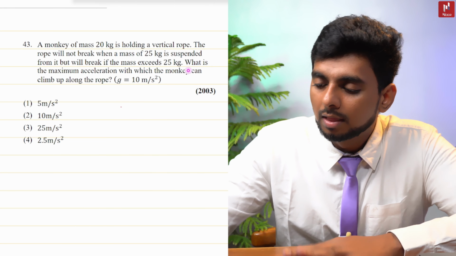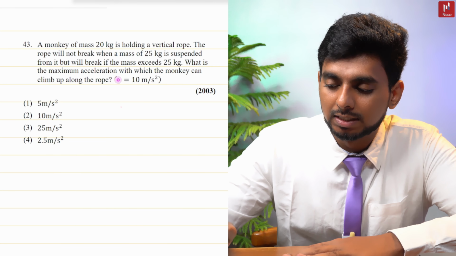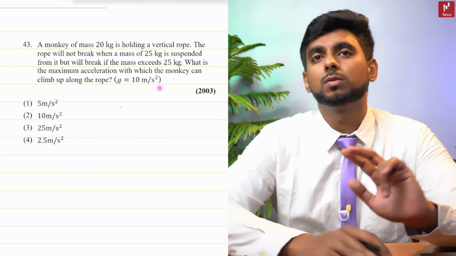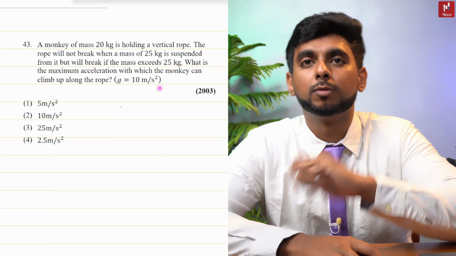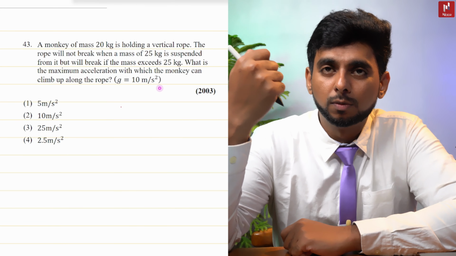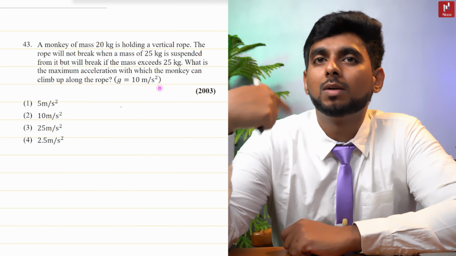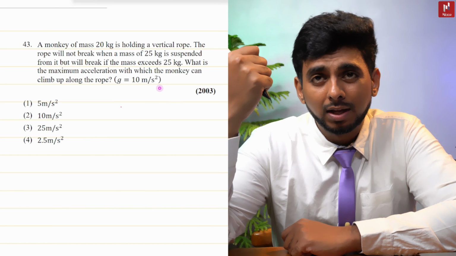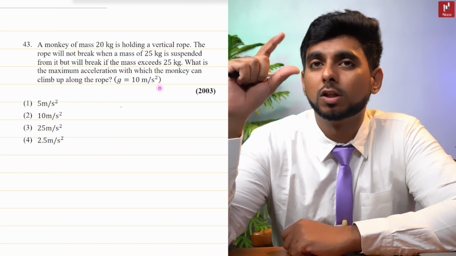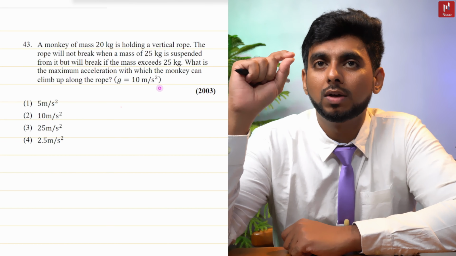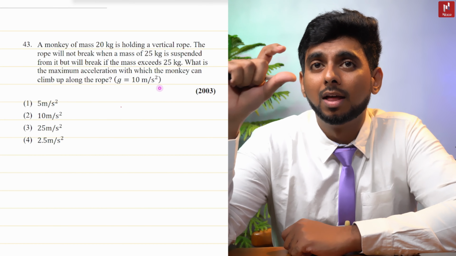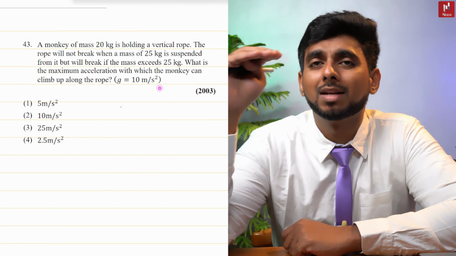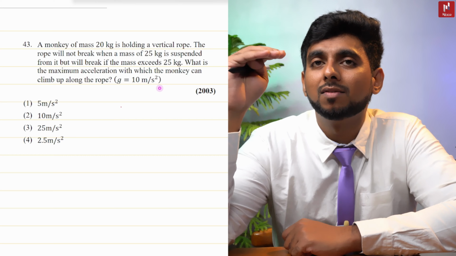Fine. Then they have asked what is the maximum acceleration with which the monkey can climb up along the rope. So what they're asking us to find is with what acceleration the monkey can climb up the rope, which means the monkey is obviously going to pull the rope downwards. In turn, it will experience an upward acceleration with which it is going to move upwards. If it pulls extra downwards, then obviously the tension in the rope is going to increase. It should not increase greater than the 25 kg mass limit that they've given us over here. If that was the case, with what acceleration will the monkey be able to move up?